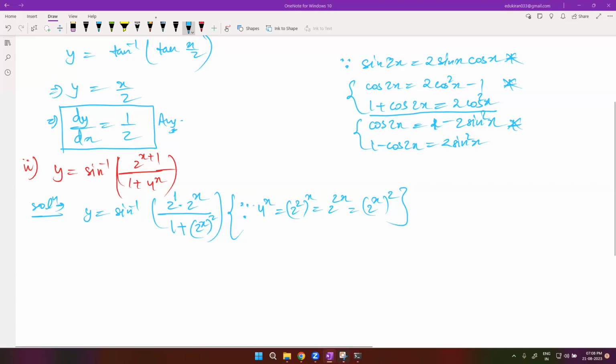Anji, do you have your center page with you? Okay. Put 2 to the power x as tan theta. So this will become 2 tan theta divided by 1 plus tan theta whole square. Is it a formula for something? So it is actually, but you need to tell me what is the formula.